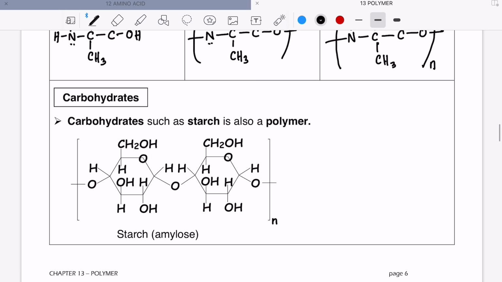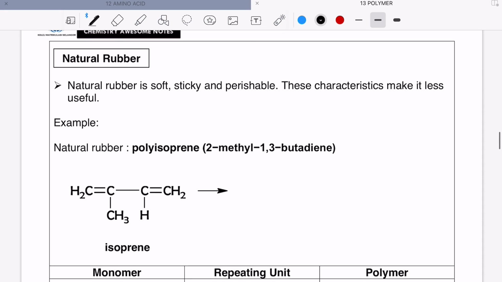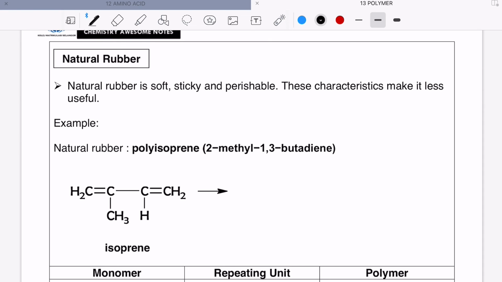This is carbohydrates such as starch. Do we need to memorize the structure? No, we don't need to memorize it. Alright, and also natural rubber.